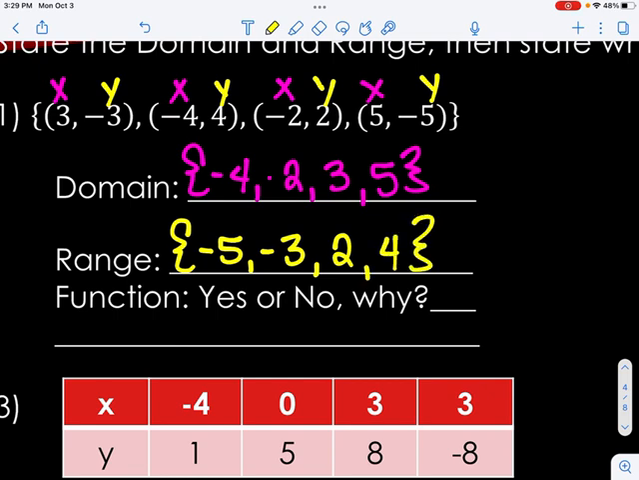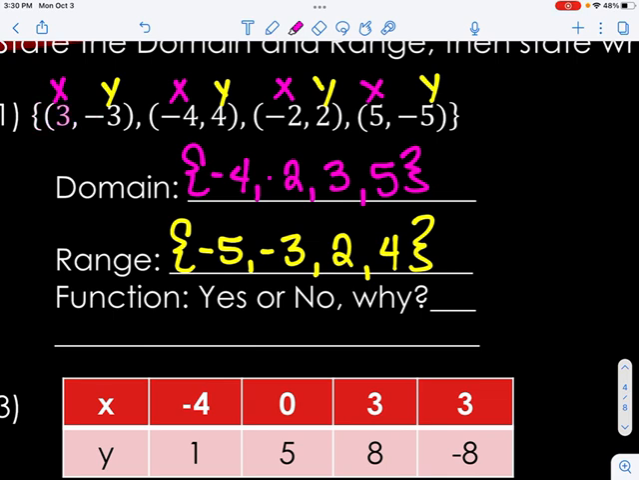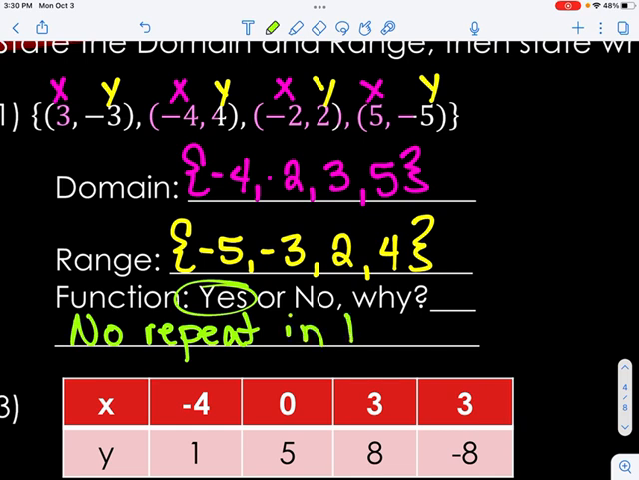And then the question is, is this a function, yes or no? Well, to do that, what I simply do is I take a look at my X's. So I have 3, -4, -2, and 5. Now, if you notice, none of those repeat, so is it a function? And the answer would be yes, it is a function. There are no repeating numbers in the domain.